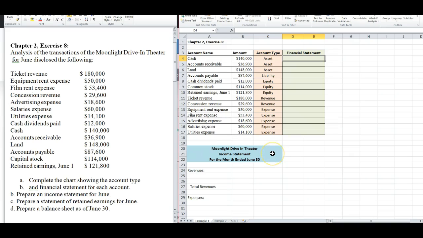When we do financial statements, we always start with the income statement. The income statement lists our revenue and expenses. So we need these accounts here. So these are all going on the income statement. Our equity accounts, retained earnings, is in 2 places. It's on the statement of retained earnings and the balance sheet.